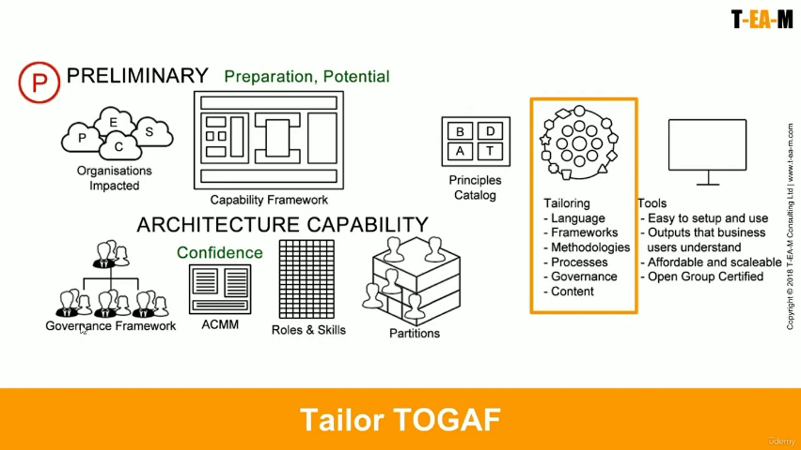TOGAF is designed to be tailored. In the preliminary phase, we tailor TOGAF to work with other frameworks, methodologies, and existing enterprise processes. For example, a logistics company may tailor the metamodel by renaming the driver entity as Catalyst, or may adopt artifacts from another taxonomy, such as Zachman or DODAF.